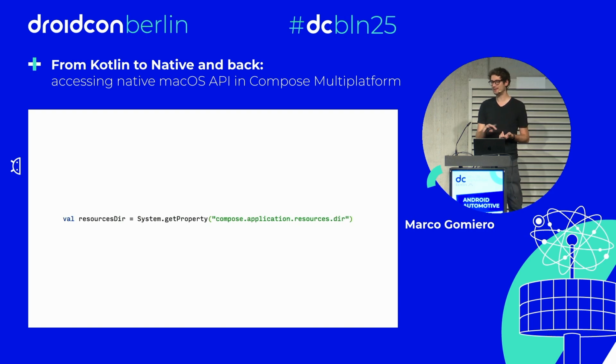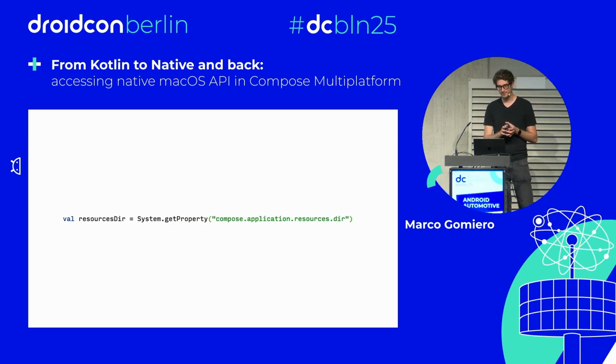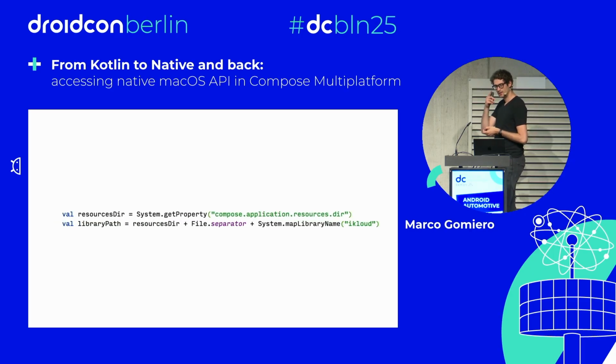So to load the library, we have to find where the library is. And at runtime, we can know that path by accessing the property that is Compose Application Resource Directory, which is the one that we just set. And we get the path at runtime with this property. Then we have to actually build the library path, and the library will be in the resource directory.